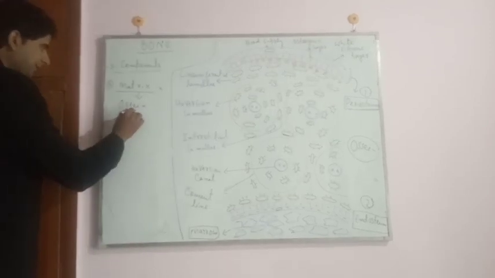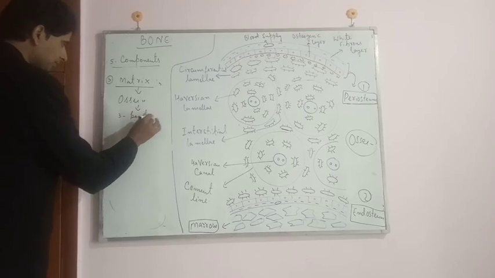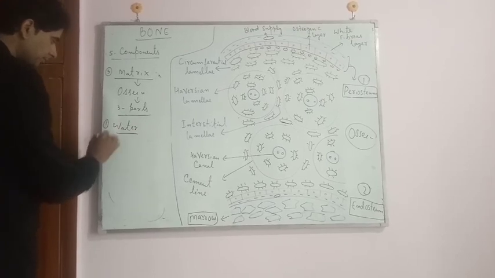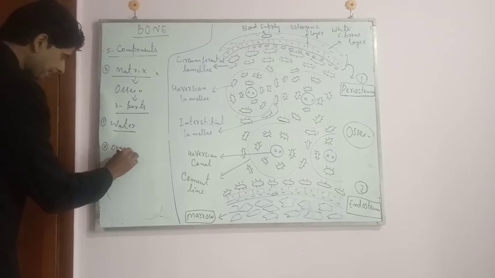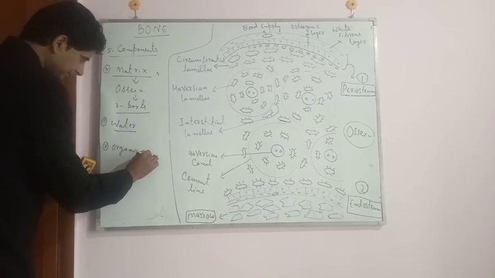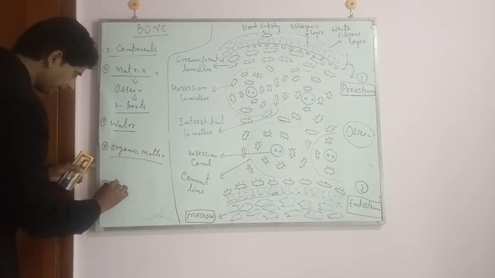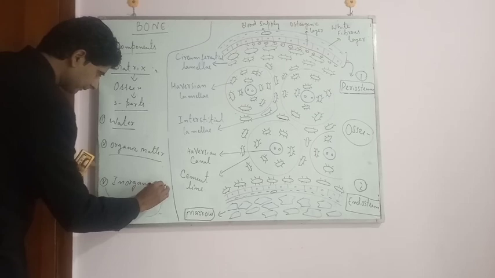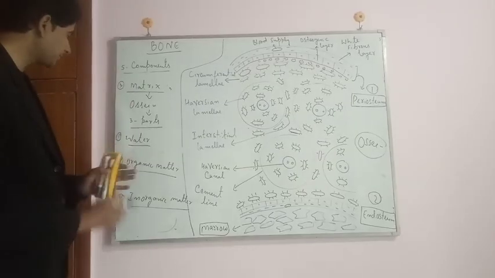and this matrix is made up of three parts. First one is the water. Next one is organic matter. And third one is inorganic matter or mineral matter. So that means the matrix of the bone is termed as osseous and is made up of three components or three parts. First one is the water.